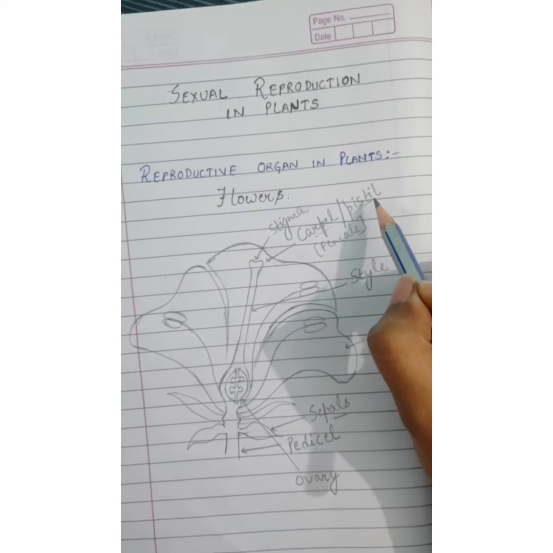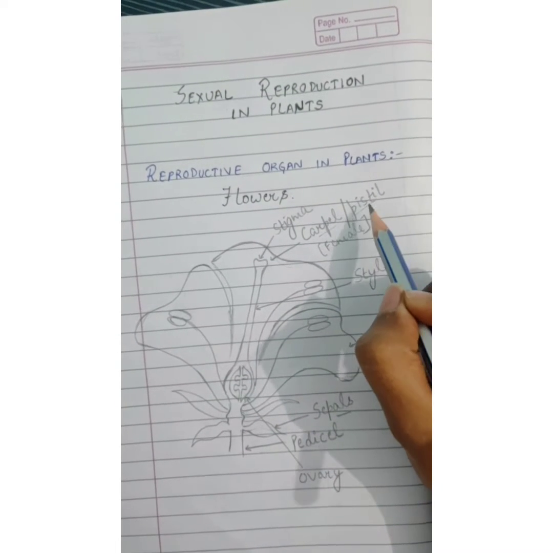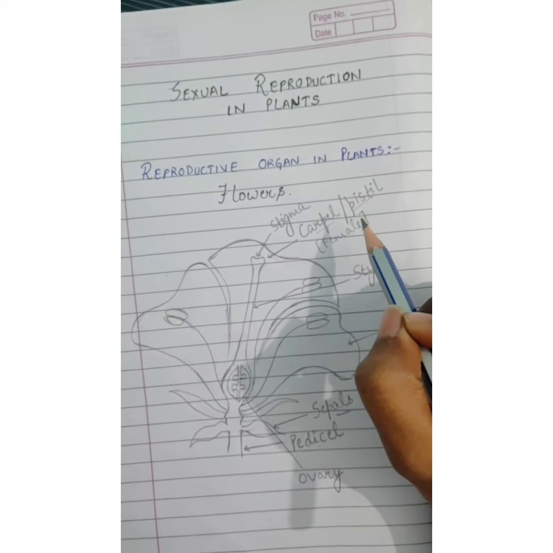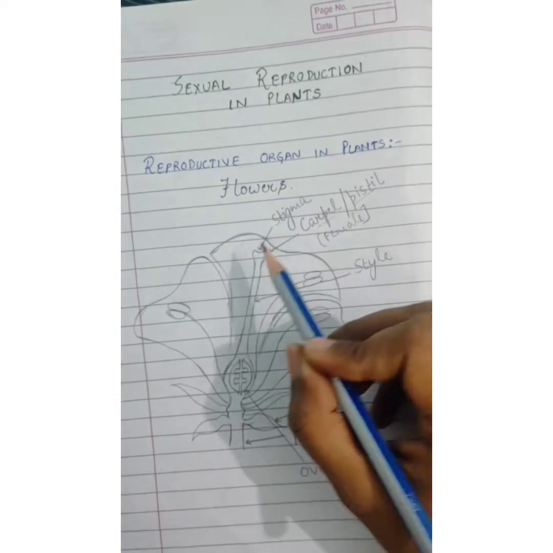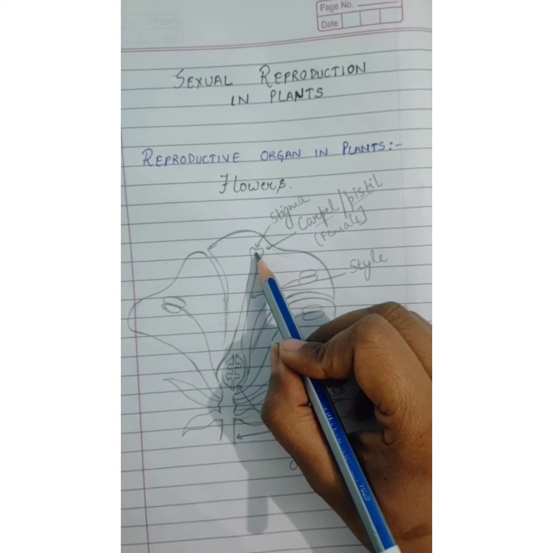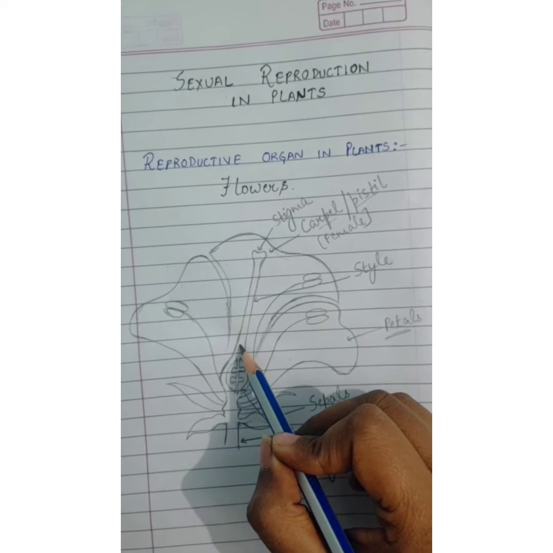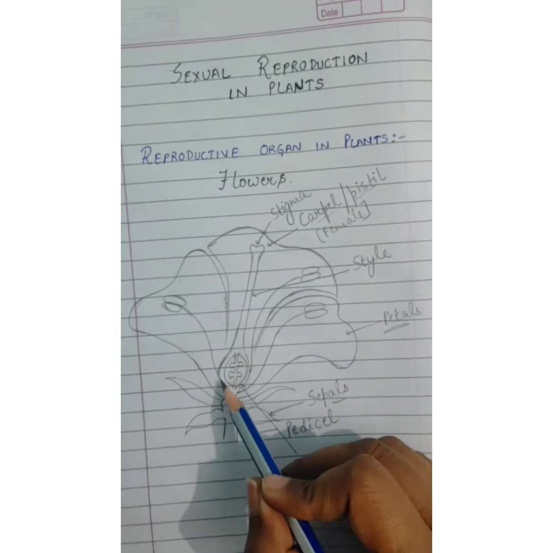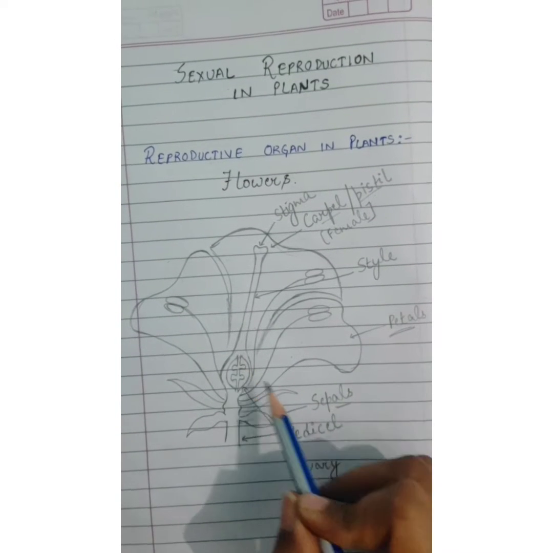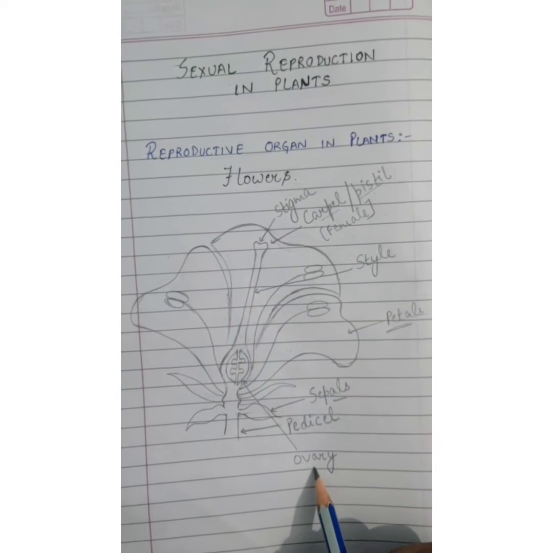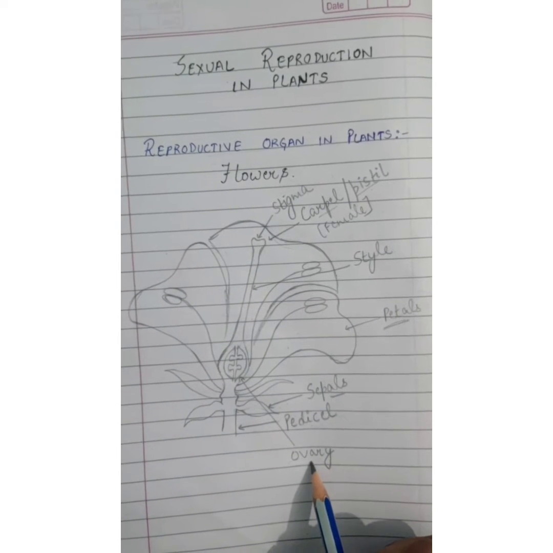Again repeating, carpel or pistil is the female reproductive part of a flower and it consists of three subparts. This upper part is known as stigma. This tube-like structure in the middle is known as style, and this swollen structure at the bottom is known as ovary. O-V-A-R-Y, ovary.